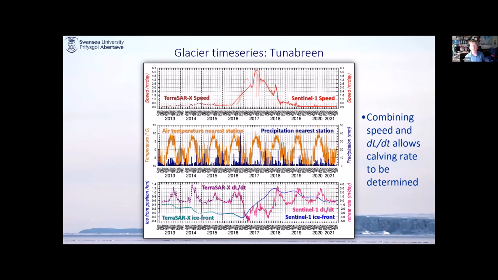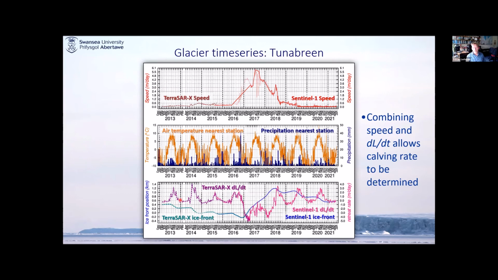I mentioned calving at the beginning, and this is a time series that allows us to combine both the speed here. This is the surge of Tunabreen from TerraSAR-X in the beginning and Sentinel-1 towards the end, the full surge cycle going on. This is the nearest station data for precipitation and air temperature. And we can also see that I've digitized the ice front of this glacier 60 times a year ever since this satellite went up, which is a lot of work, but if you break it down into weekly tasks, it's quite easy.